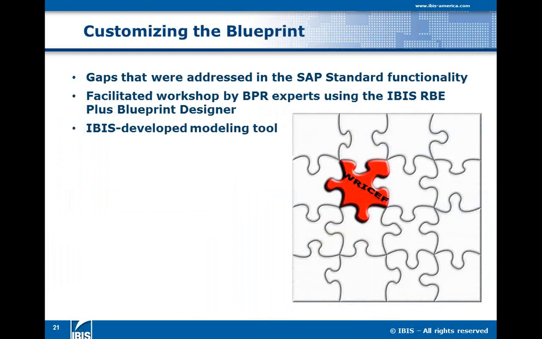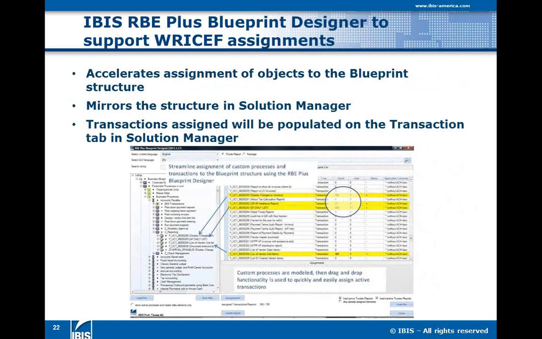Once you have that blueprint of your SAP standard processes, you need to model in your custom development. And gaps that occur in the standard, if you have maybe whole scenarios or process steps that are developed by you to support your own organization, you need to get those into that structure so that you have a complete business blueprint. And IBIS can help with this. We have a tool that we developed that's specifically tied to the SAP BPR, and we are experts in the business process repository, so we can make this process very, very quick and easy for you.